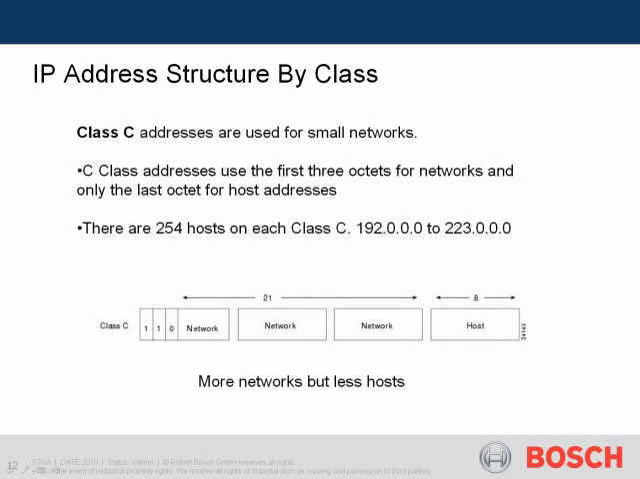C-class addresses are designed for small networks. The C-class address range uses the first 3 octets to identify its networks and only the last octet for host addresses. This means you can only have 254 valid host addresses on one C-class network. The rule is more networks but less hosts.